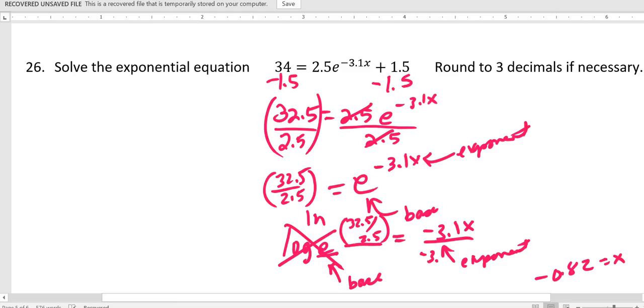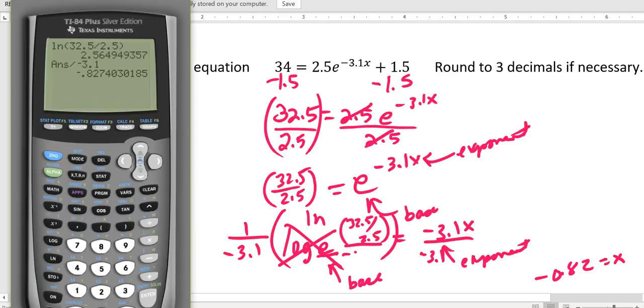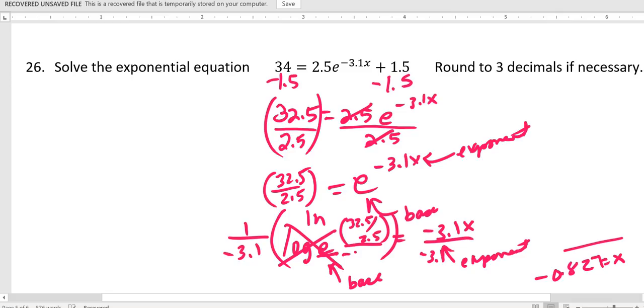Okay, so to make sure you see this, I divided this by negative 3.1. Remember, that is not inside the log, that's outside the log. And our answer was negative 0.827.